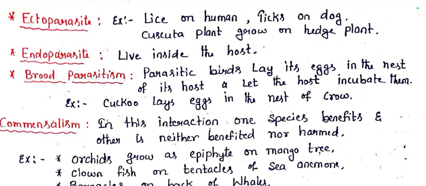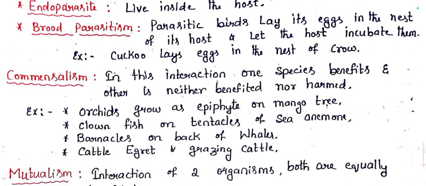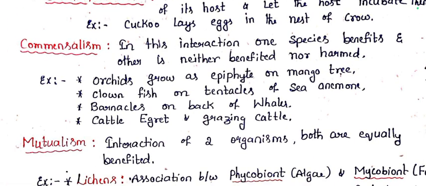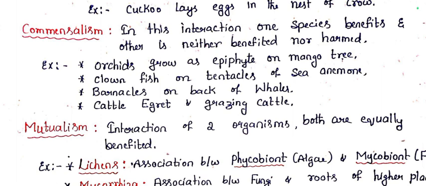And in conservation, remember two types: in situ conservation and ex situ conservation. In situ conservation, conservation of endangered species in their own habitat, example biosphere reserves and national parks. And ex situ conservation, conservation of endangered species in artificial habitat, for example botanical gardens and zoological parks.